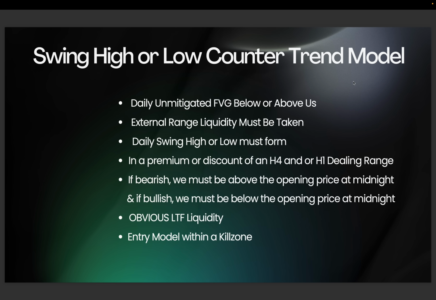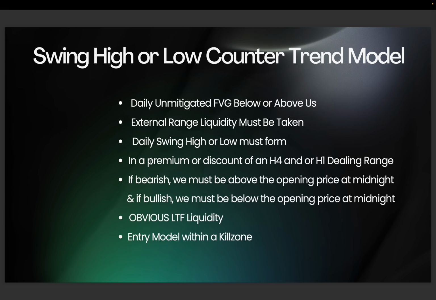Okay, counter trend trading model number 3. This is going to be very similar to the second trading model, but a slight variation here. Once again, we want to see a daily unmitigated fair value gap below or above us, same as the previous model. External range liquidity must be taken once again. However, in this case, a daily swing high or low must form. Okay, and I'll show you an example of that.